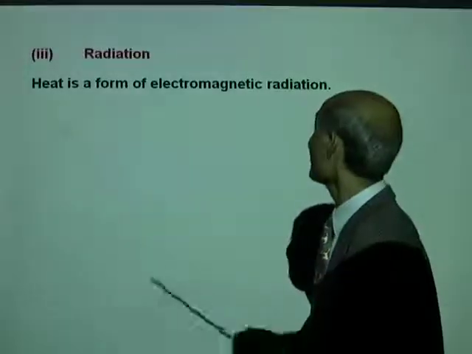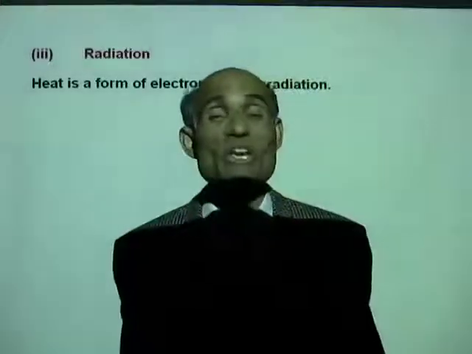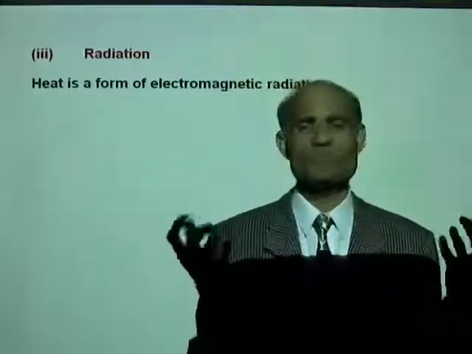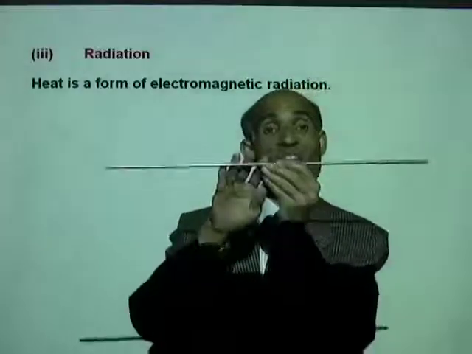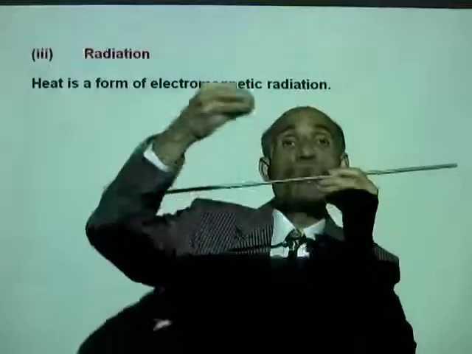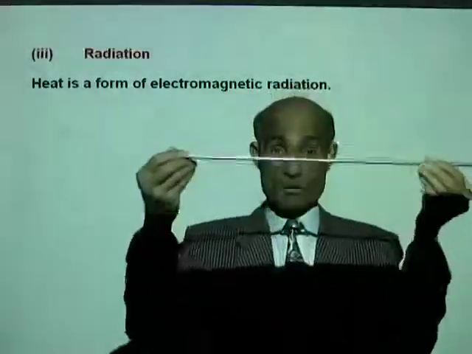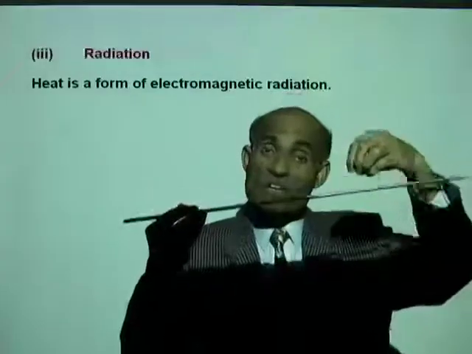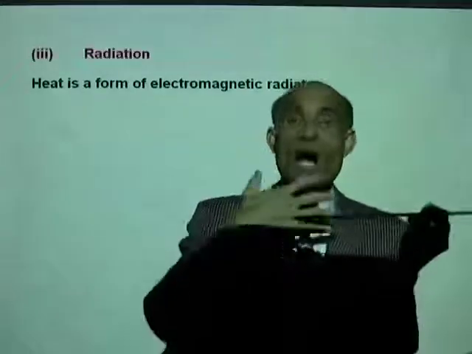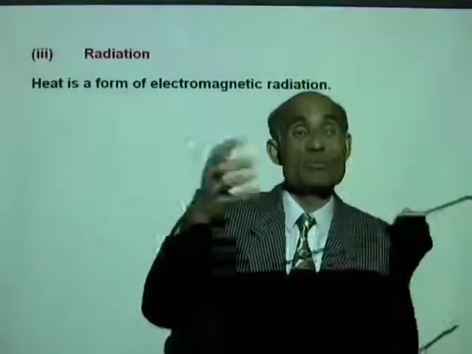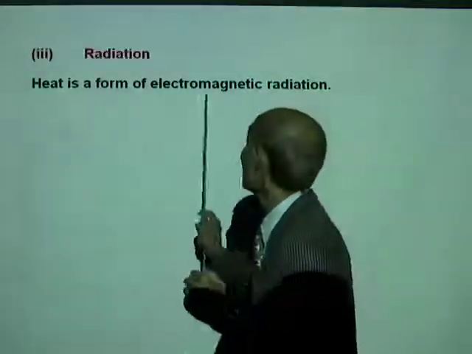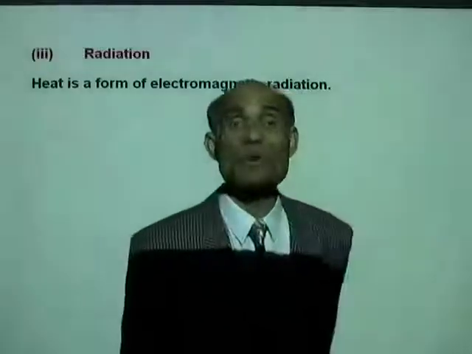Heat is a form of electromagnetic radiation. I want you to get an understanding of electromagnetic radiation. You see, when you heat an object, the object will give out radiation. It will throw away chunks of energy. This object at this temperature is giving out energy, chunks of energy called quanta of energy. I am radiating energy. We all radiate energy. And this radiated energy is a form of electromagnetic radiation.